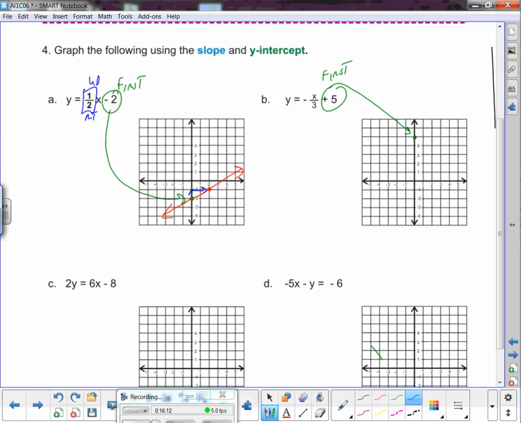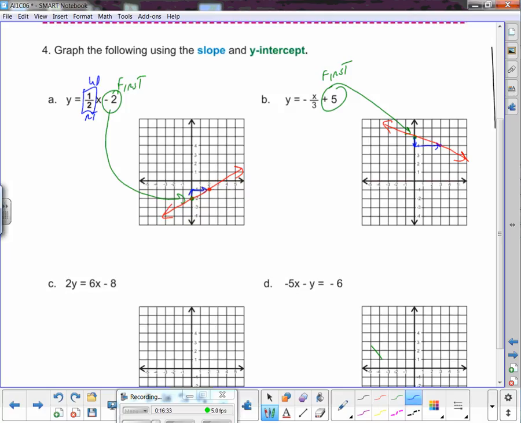Somebody tell me how to get the second point. Kaylin? Find the slope, and it's -1/3, so go 1 down and 3 right. I agree. I'm going 1 down and 3 to the right. That's my second point. And finish it off by drawing your line through those 2 points.